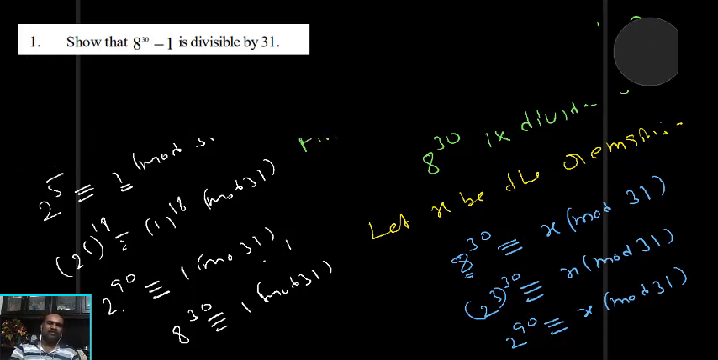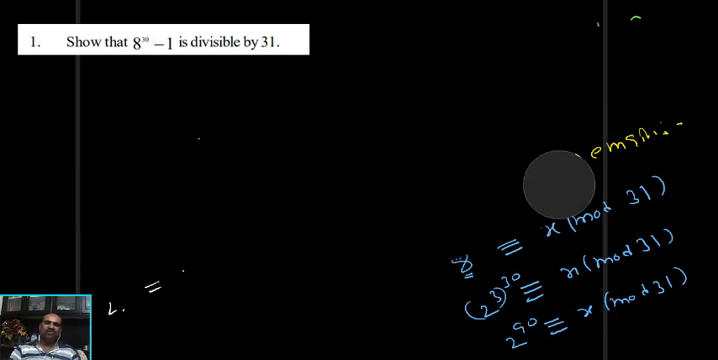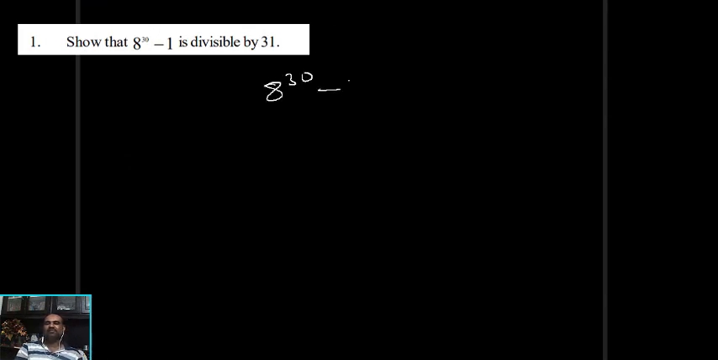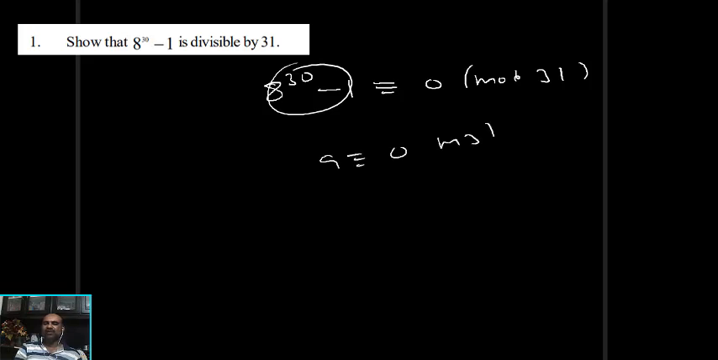But our problem is different. Indirectly that one only. Indirectly what it is saying is that 8 power 30 minus 1 is congruent to 0 modulo 31. Same meaning. What is it saying? A is congruent to 0 modulo 31. What is the meaning of that? A is a multiple of 31, or A is divisible by 31.